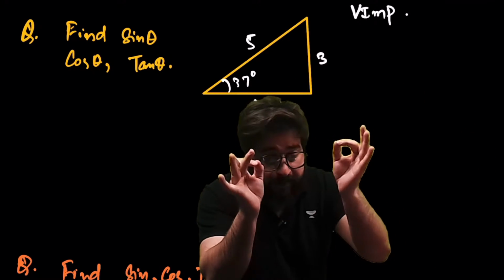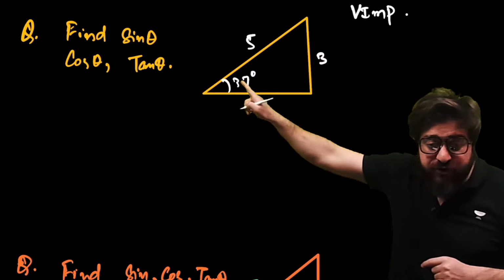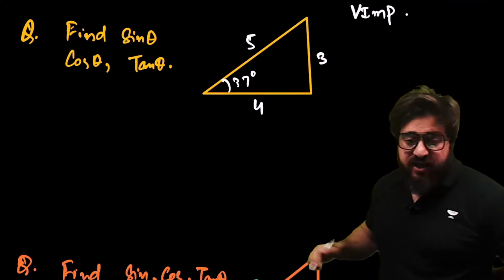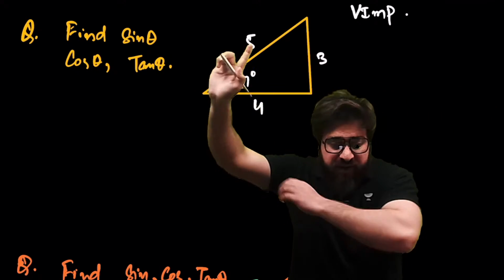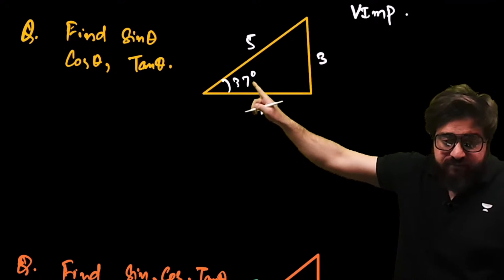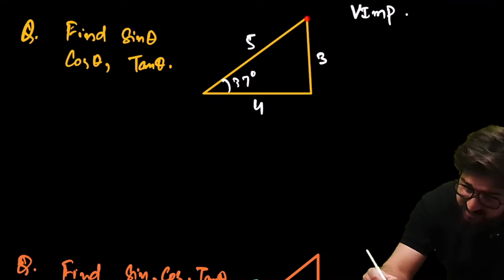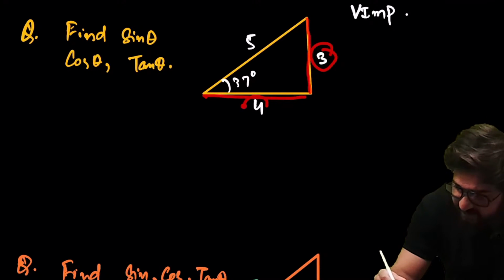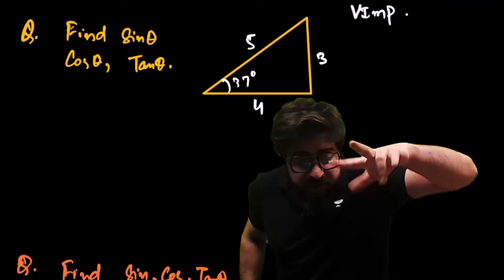If you see a triangle in which an angle is 37 degrees, this side in that case would be 3, this side would be 4, and this side would be 5. And there is one more triangle.